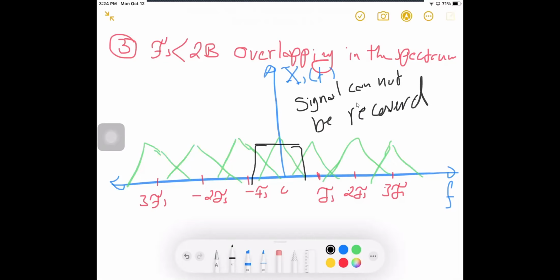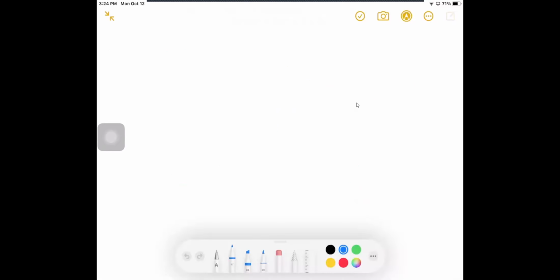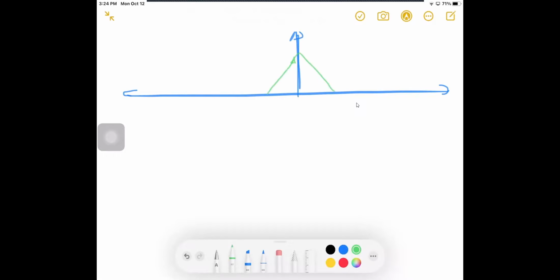Please look at this diagram now. Say we are talking about the first case. In the first case we said that the spectrum of the original signal or the replicas are apart and we have a guard band. Of course, it's at 0, fs and 2fs. This one is at minus fs and minus 2fs. Now the question is how we are going to recover the signal using a low pass filter.